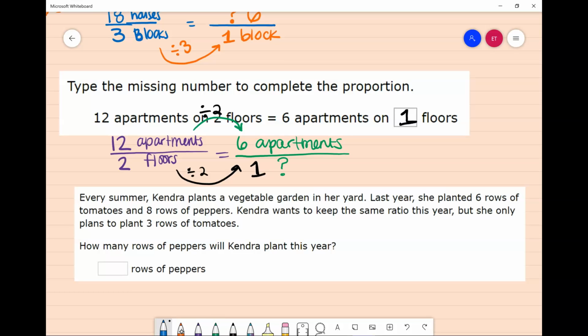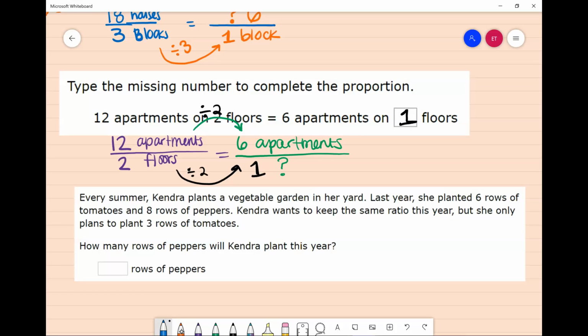Okay, let's do one last practice problem. Every summer, Kendra plants a vegetable garden in her yard. Last year, she planted 6 rows of tomatoes and 8 rows of peppers. Kendra wants to keep the same ratio this year, but she only has plans to plant 3 rows of tomatoes. How many rows of peppers will Kendra plant this year?